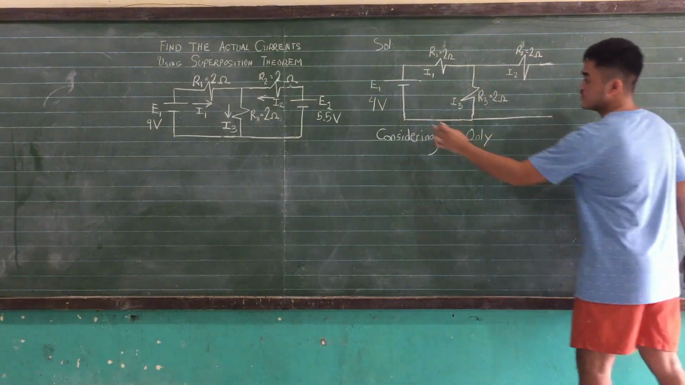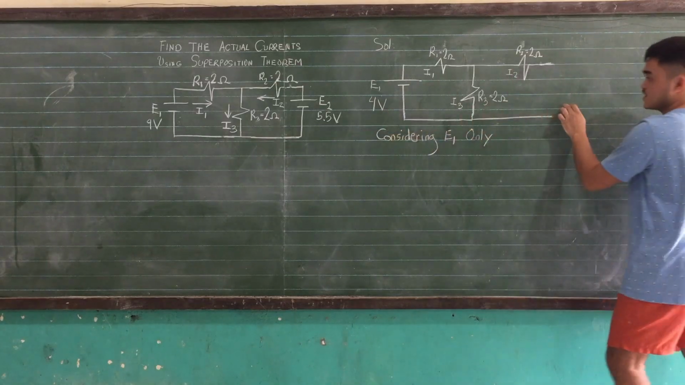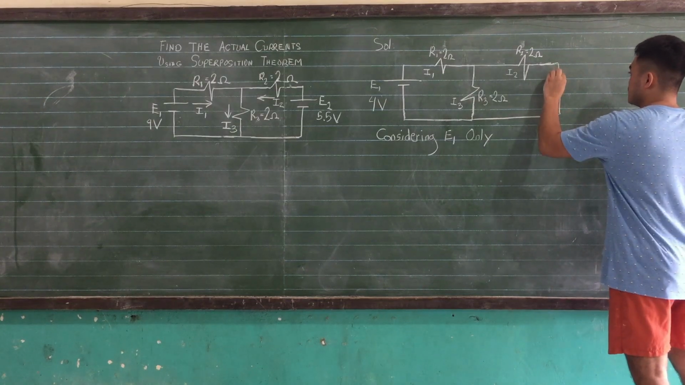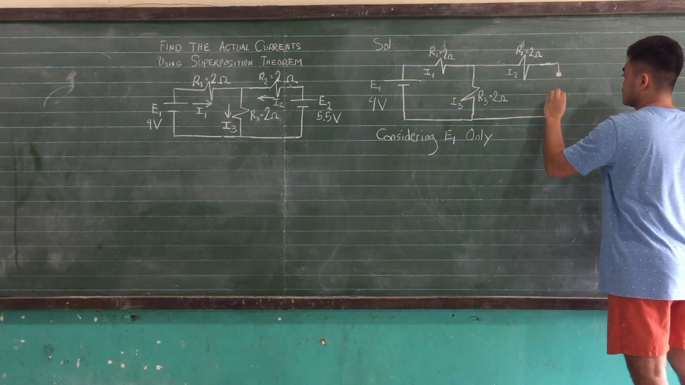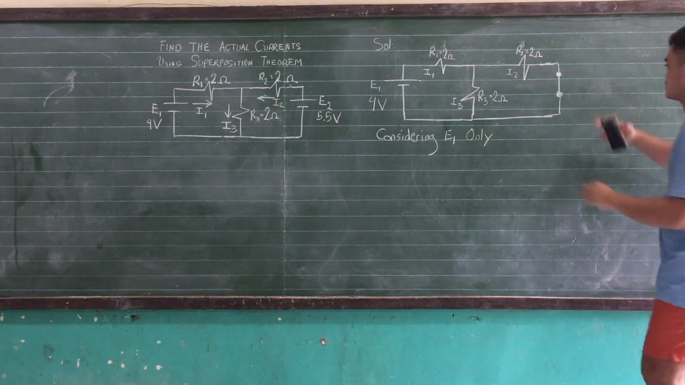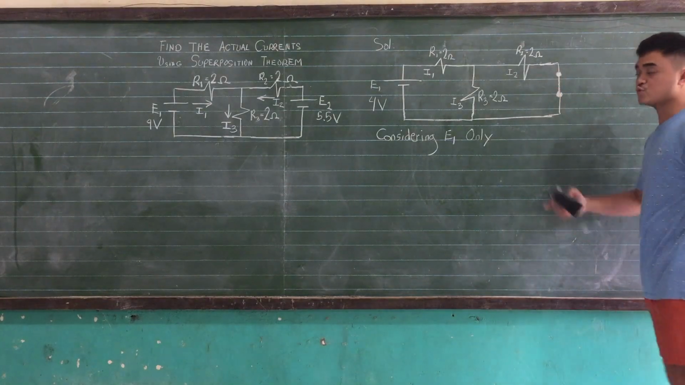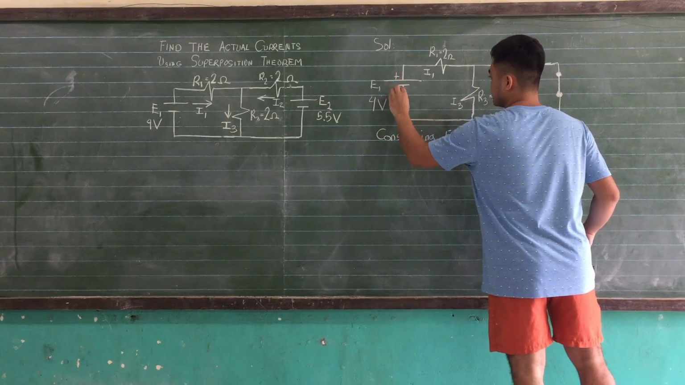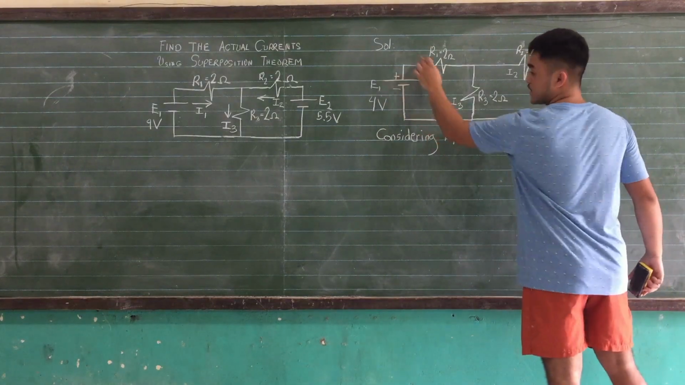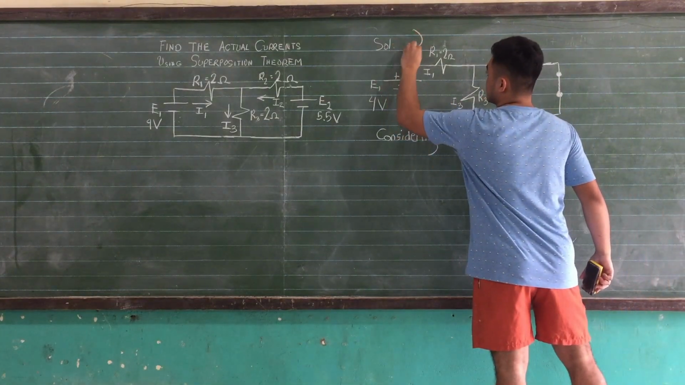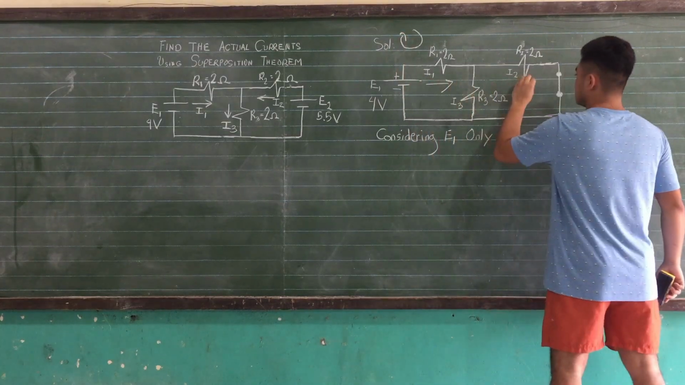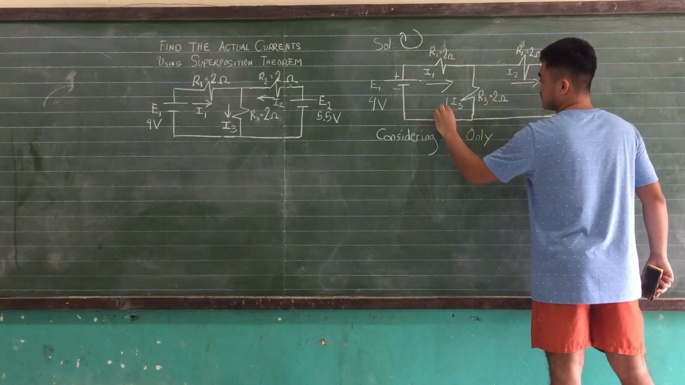Since yung E sub 1 lang muna yung i-consider natin, yung E sub 2, kailangan yung two terminals ay magiging short circuit. So these two terminals, we are going to short. So this is short circuit. This is short circuit. And there are two polarities, positive and negative. We can assume that the conventional flow of current is in clockwise direction. So, clockwise direction daw. Pag ganito yung direction niya.